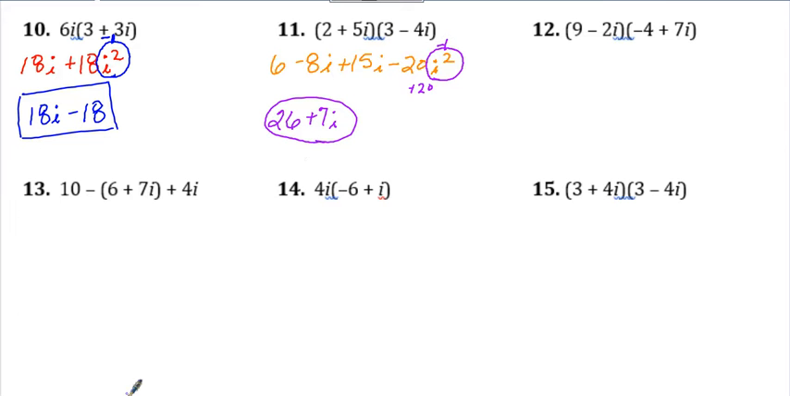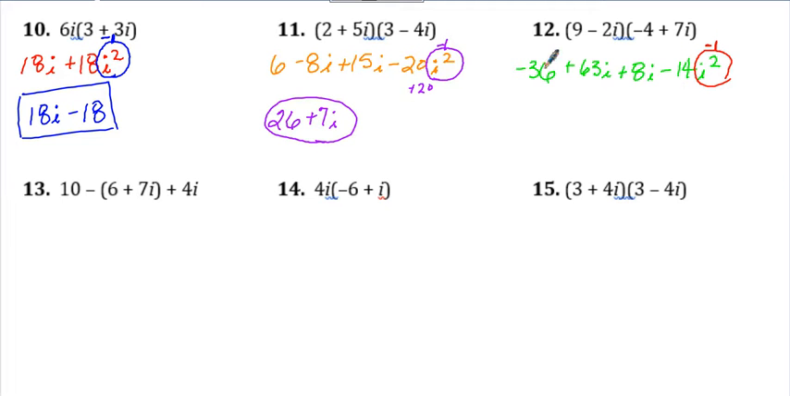12 is very similar. First times first, outer times outer, inner times inner, last times last. First times first is negative 36. Outer times outer is plus 63i. Inner times inner is plus 8i. Last times last is negative 14i squared. Don't forget, you will be replacing that i squared with a negative 1. You're going to be multiplying that negative 14 times a negative 1.